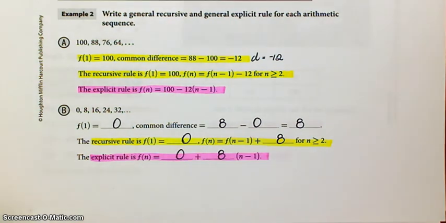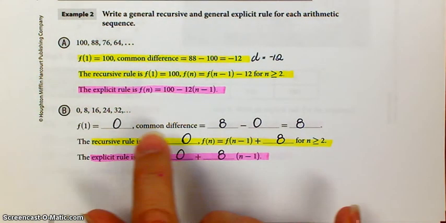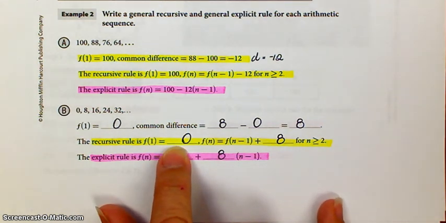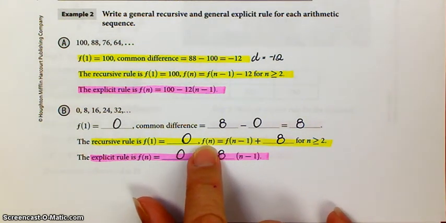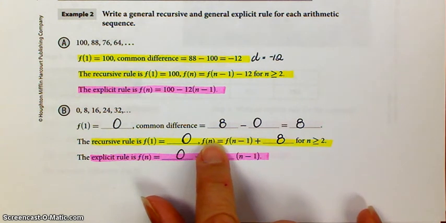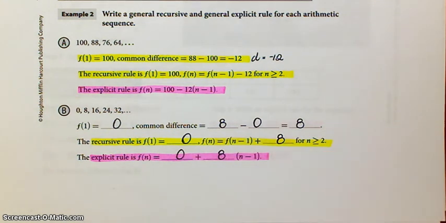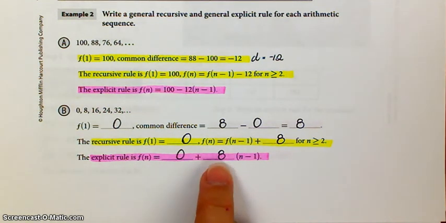All right, then I have 0, 8, 16, 24, 32. The value of the first term is 0. Common difference is 8. Recursive rule: you state the first value, which is 0 in this case, and then follow the format. Value of the nth term is the value of the previous term plus 8 for all n's greater than or equal to 2. Explicit rule is going to be value of the first term plus 8 times n minus 1.